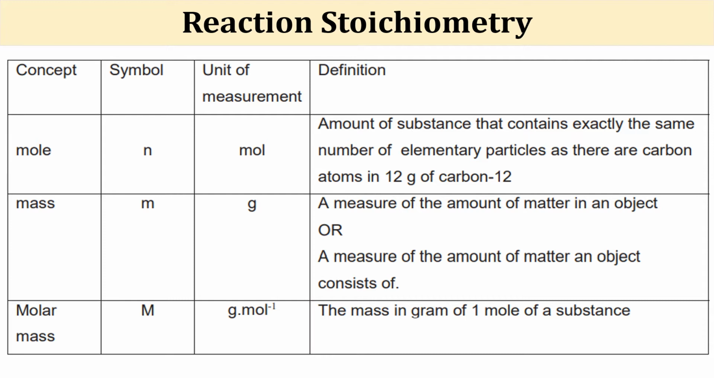Mass is a measure of the amount of matter in an object, or a measure of the amount of matter the object consists of. Mass is measured in grams and mole is measured in mol. The symbol for mole is n and the symbol for mass is small m. Molar mass is the mass in grams of 1 mole of a substance. It is measured in gram per mole and the symbol for molar mass is capital M.